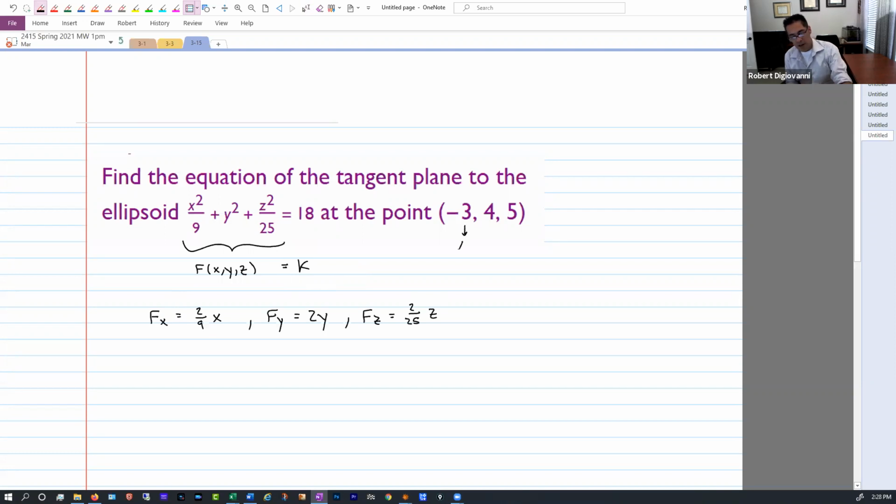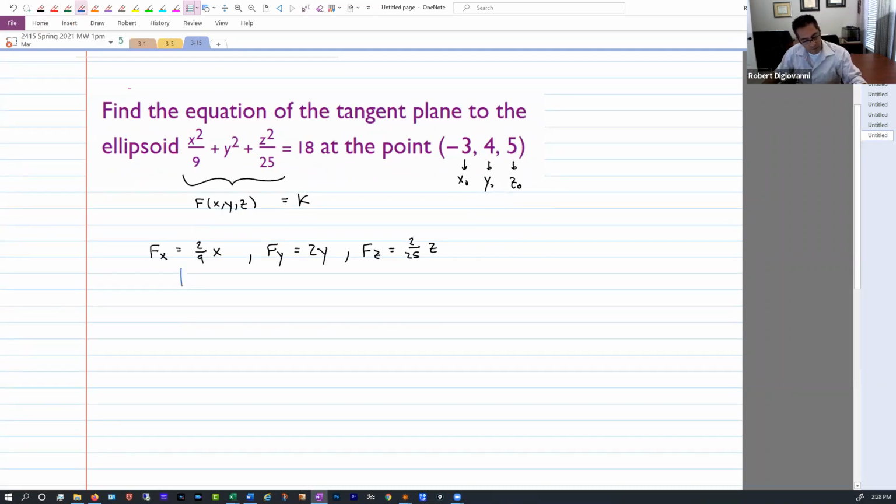This is our x naught. This is our y naught. This is our z naught. And so now I'm ready to go into the formula. So I need to take this and figure out what this is at that point, -3, 4, 5. But it only has x in it. So I just need to plug -3 in there. So we get -6/9, which is -2/3.